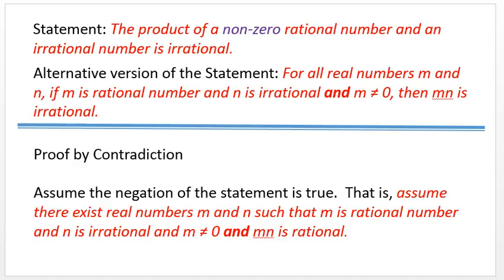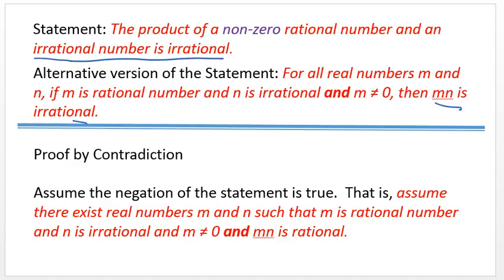Now, I'm looking at the statement, and there's something in here I don't really like. I don't like this part of it, basically showing that the product is irrational. It's really hard to show that something is irrational. It's easy to show it's rational because you want to show it's a ratio of integers. It's hard to show something's irrational. So that leads me to think of a proof by contradiction.